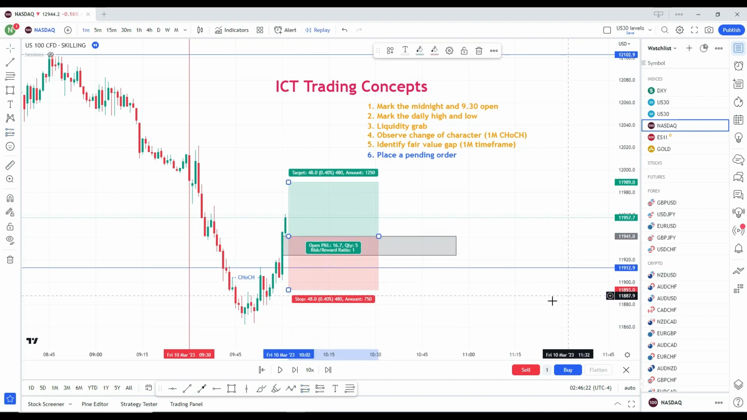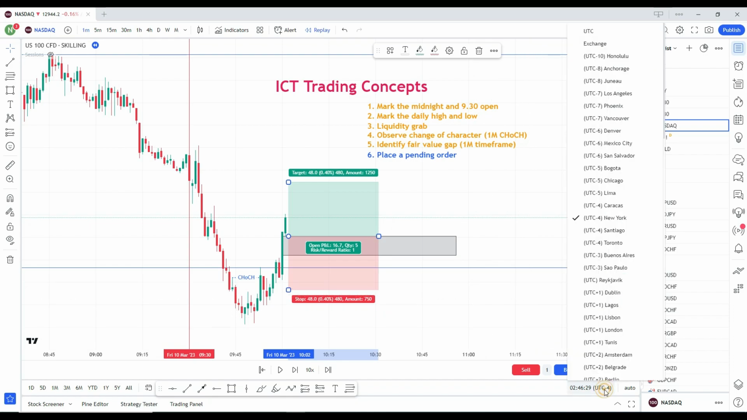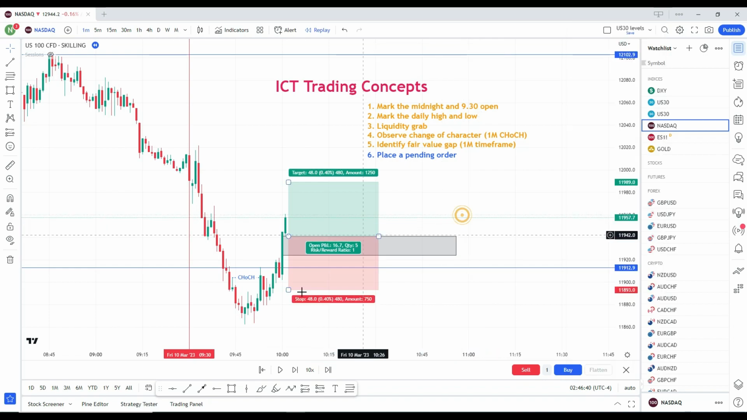As a reminder, again, this must not happen beyond 11:30, and ensure you're using the New York time session. This is the New York time zone, UTC -4.